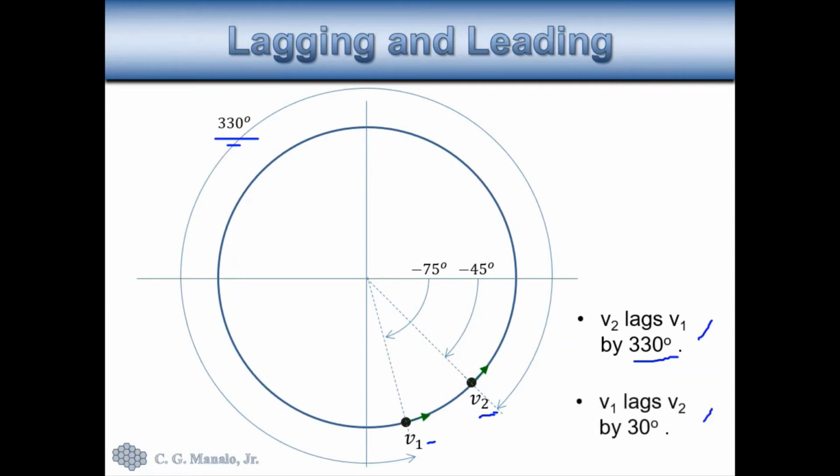Now, in comparing two sinusoids, who is leading or who is lagging, we always choose the smaller angle, which in this case is 30 degrees. So we don't compare it this way. So this is an incorrect comparison, and the correct way would be this one. So we choose the smaller angle between the sinusoids.